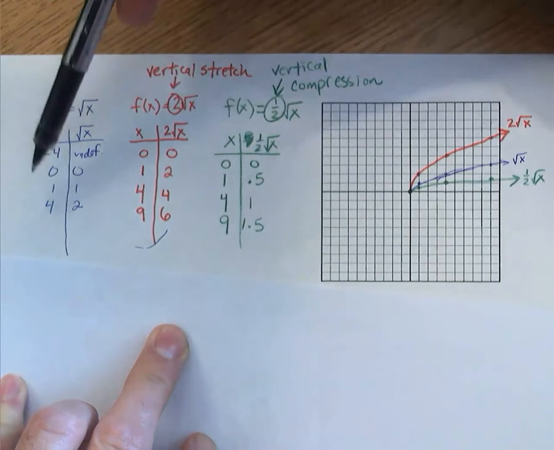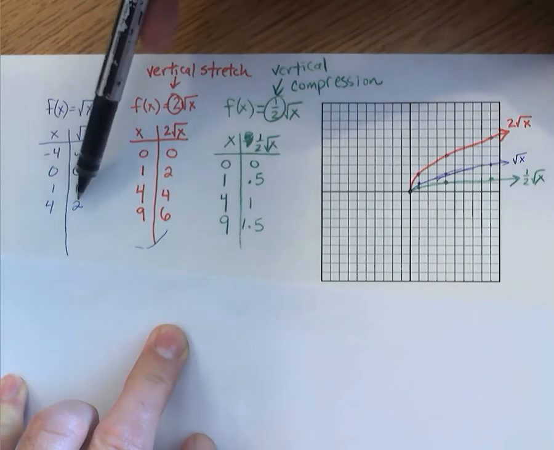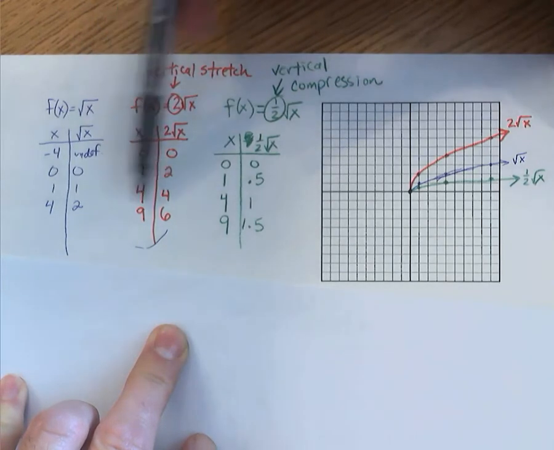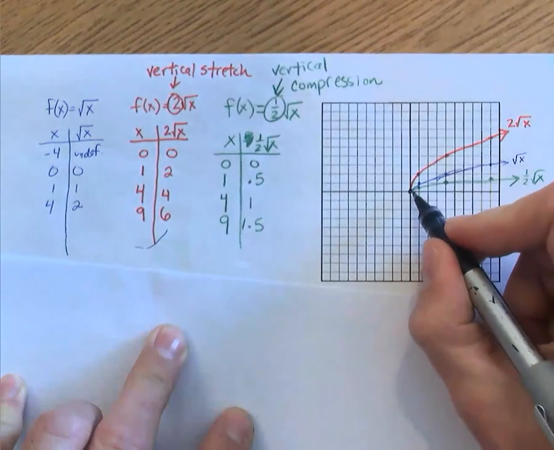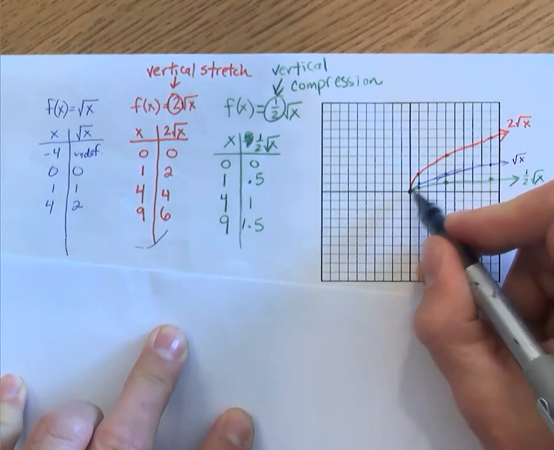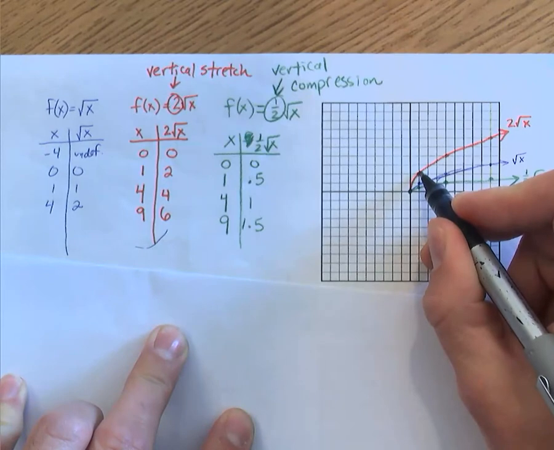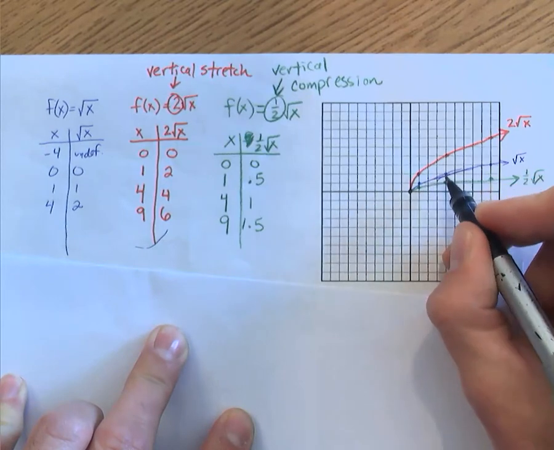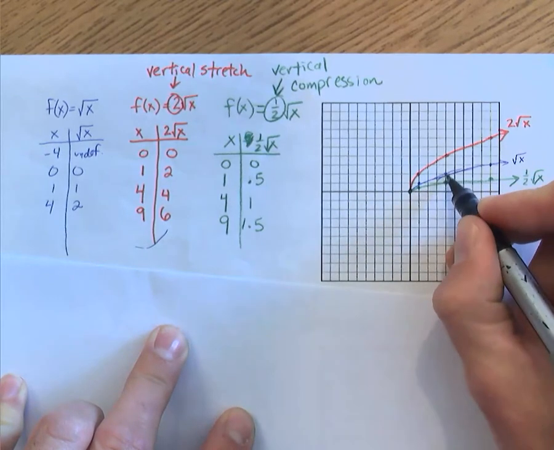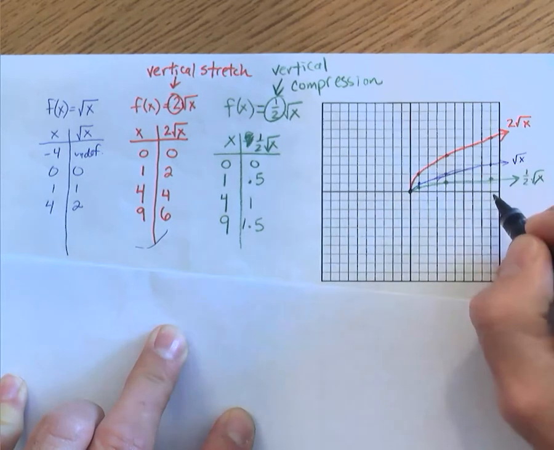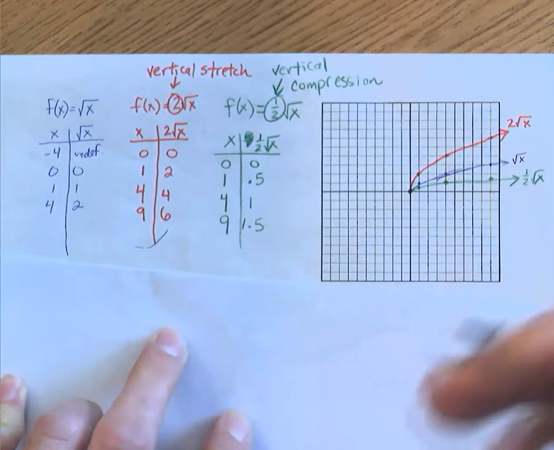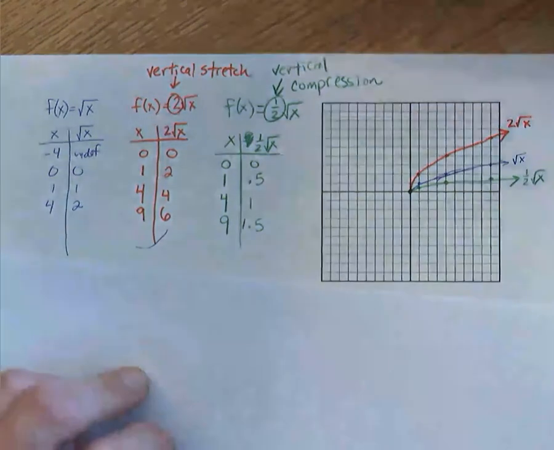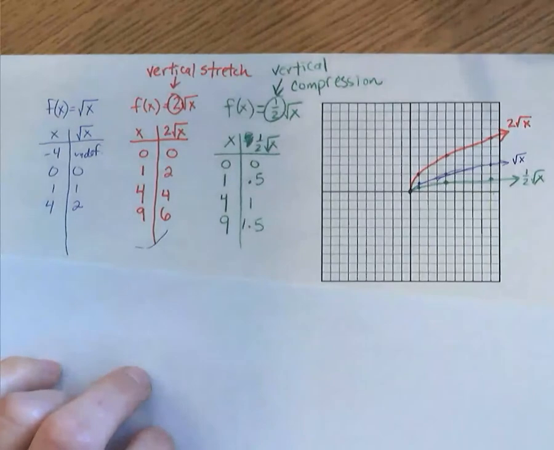So I normally put in a 4 and get out a 2. Now I'm getting out a 4. So when I go over, look at the blue, over 1 up 1, now with the red one, I'm going over 1 up twice as much as I normally do. For this point, I normally go up 2. Now I'm going up twice what I normally do. Over 9 was up 3. Now it's up 6. And you would just do that according to whatever that number is out front.